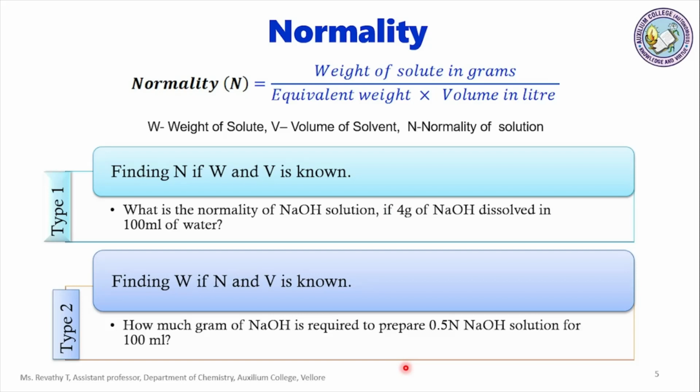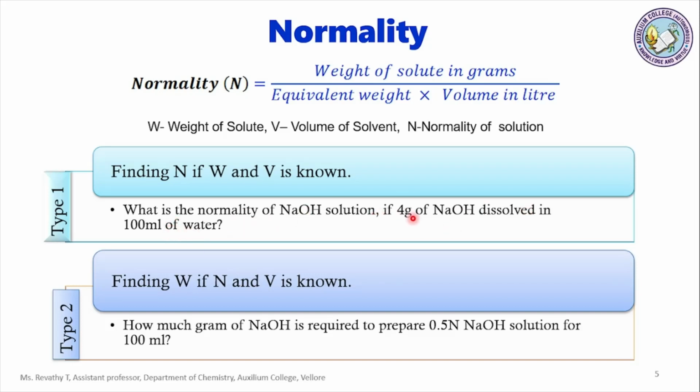Let's see in what are the possible ways calculation of normality is used in practical. With just one simple formula, N is equal to W by EV, we can do various types of calculation. We will discuss it one by one. The first type of application is calculating normality if weight and volume is known. This involves direct usage of formula. You can see here. Example question of this type is, what is the normality of NaOH solution if 4 gram of NaOH is dissolved in 100 ml of water?